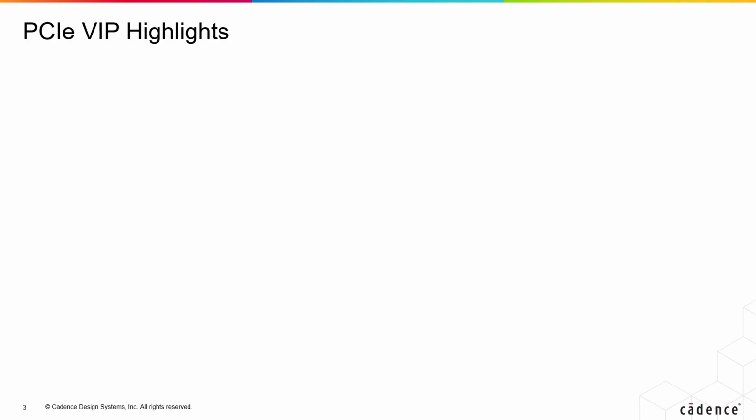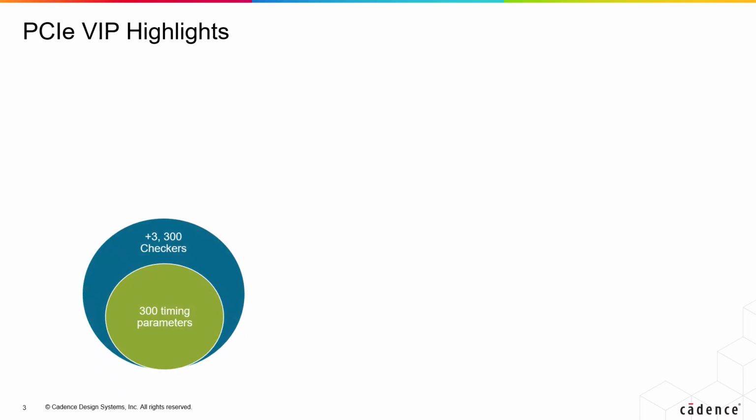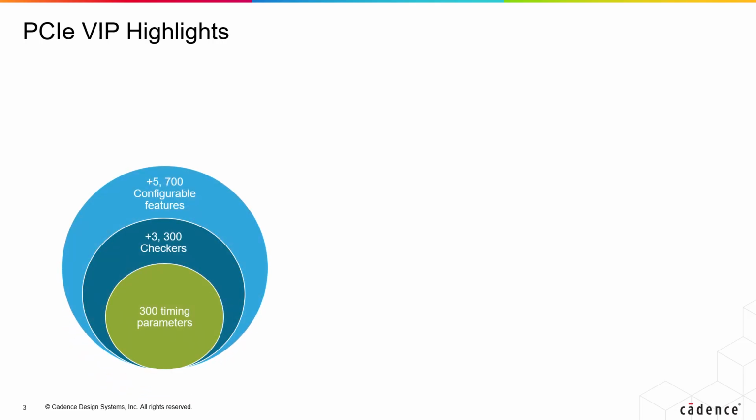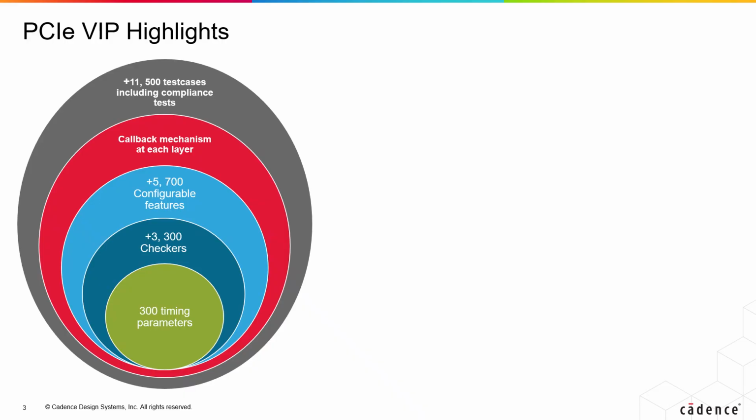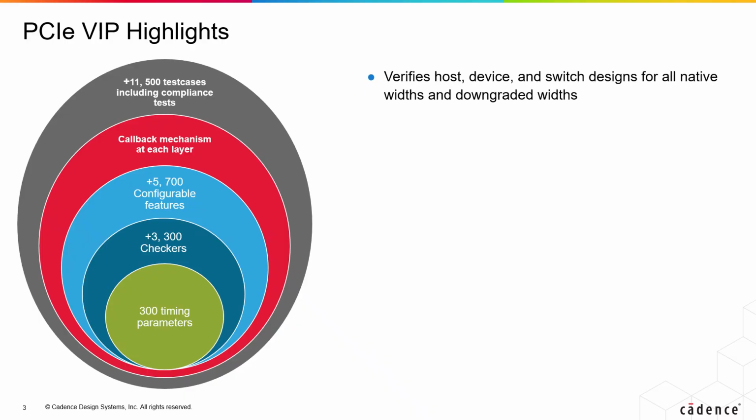This slide highlights the key features of PCIe VIP. It has over 300 timing parameters and 3,300 checkers. It also has 5,700 configurable features and a callback mechanism at each layer. It has a vast number of test cases, with more than 11,500 tests and 500 tests, which also includes compliance tests. These numbers are indicative. Actual numbers may vary slightly.